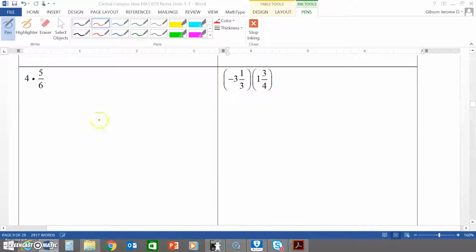Now we come down here. We have the whole number 4 times 5/6. Now whenever we have a whole number times a fraction, I always encourage you to put a 1 under that whole number so it'll now be a fraction times a fraction.